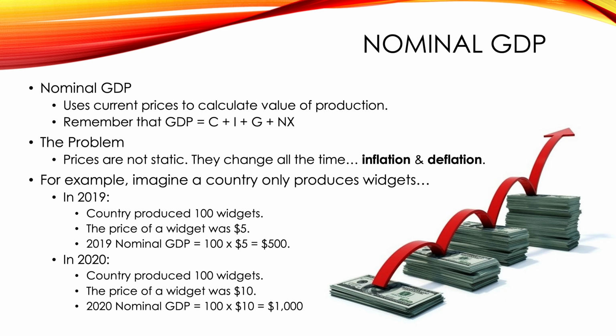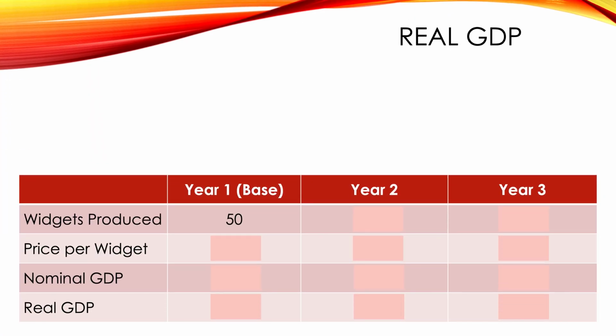So what we're going to use instead is something much better. We're going to use real GDP. Real GDP is a good way to get rid of the effects of price changes, essentially. And it's a pretty simple thing to do.